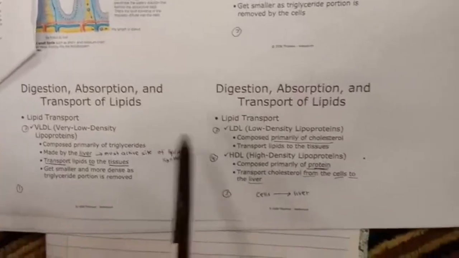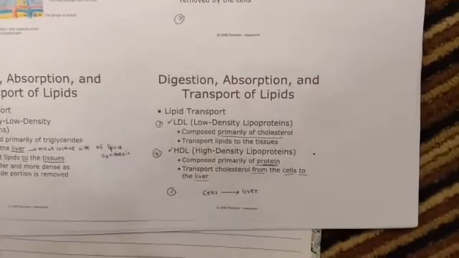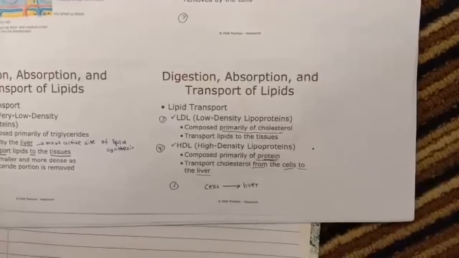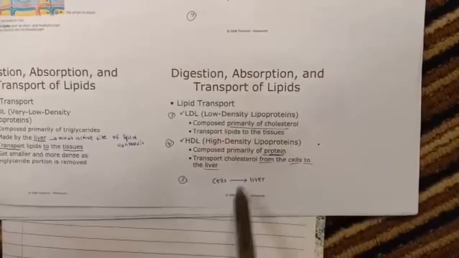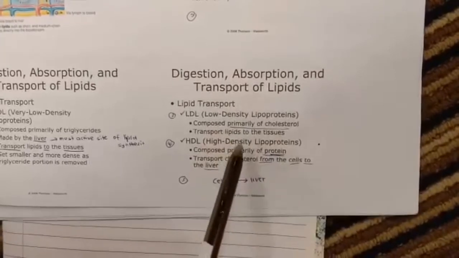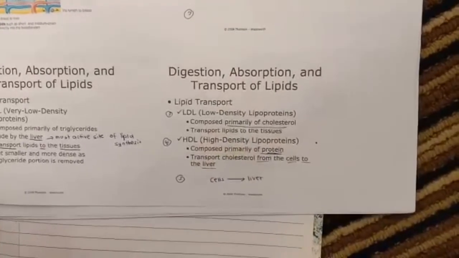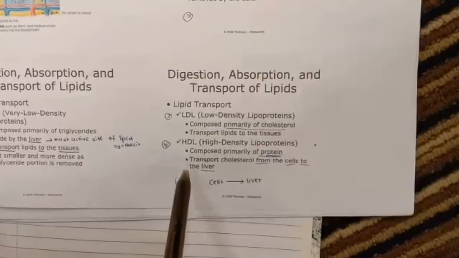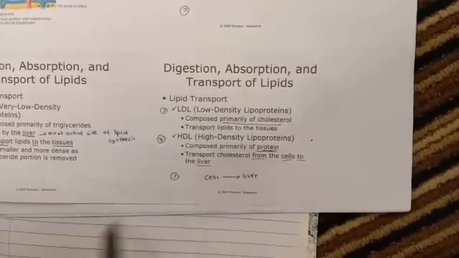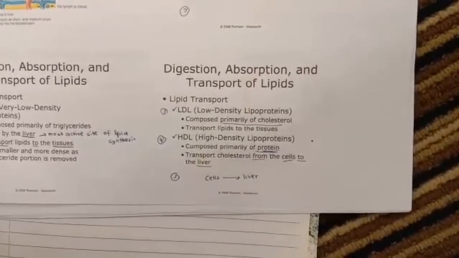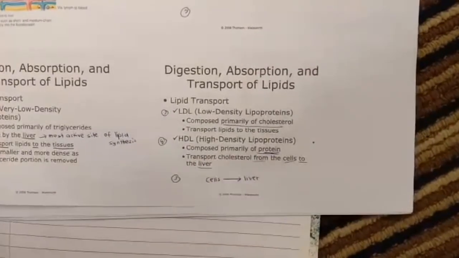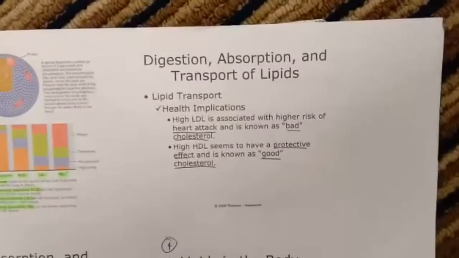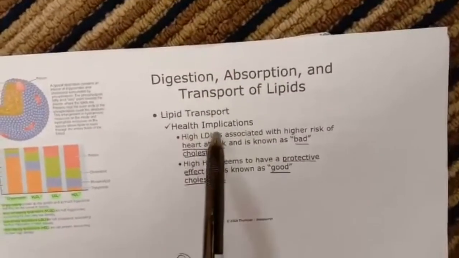The second is LDL, low density lipoprotein, composed primarily of cholesterol, which transports lipids to tissue. The last one is HDL, high density lipoprotein, composed primarily of protein, which transports cholesterol from the cell to the liver.